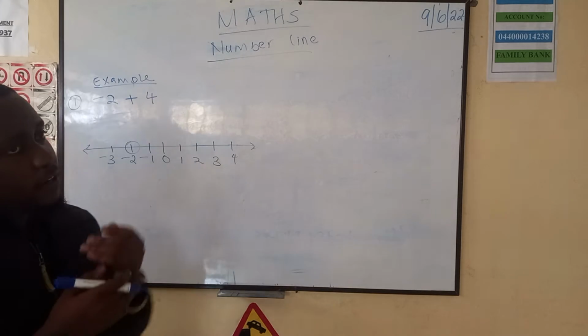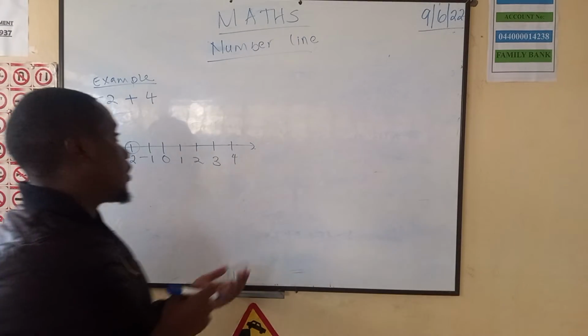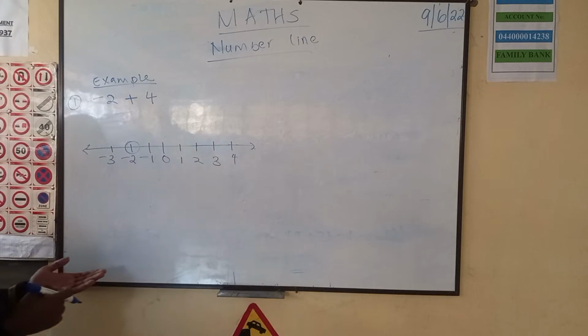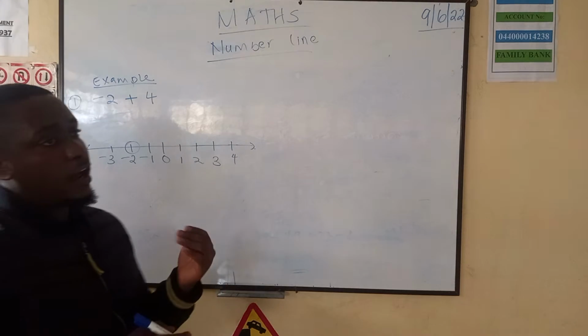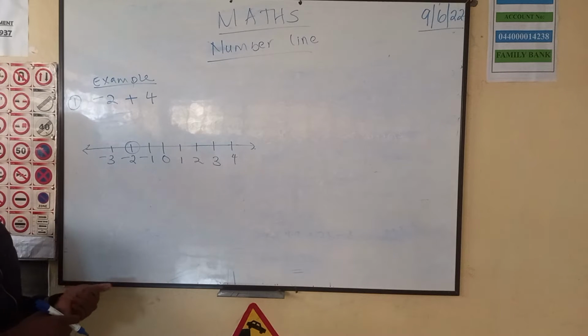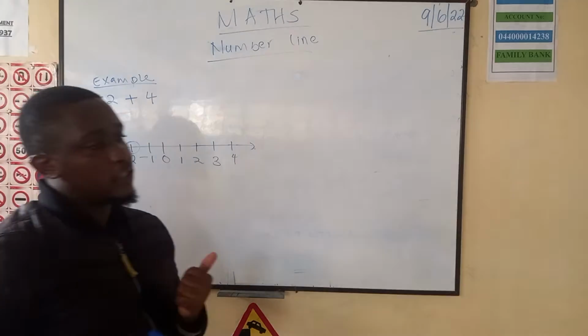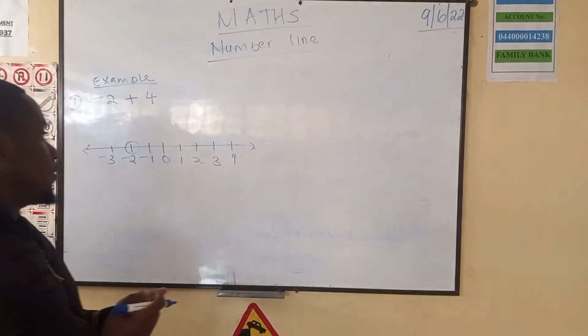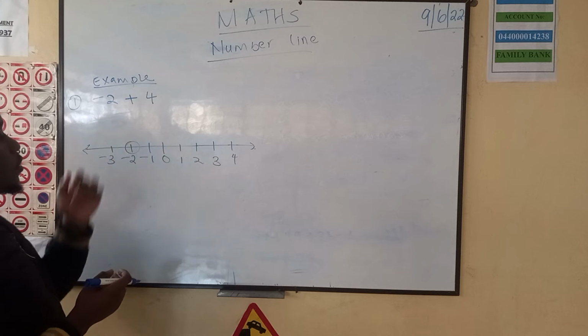It's like you're having a debt of 2 shillings at a shop, and you go with 4 shillings and pay the shopkeeper. Now, the shopkeeper is expected to give you a refund of 2 shillings. That is why we get a +2 here.